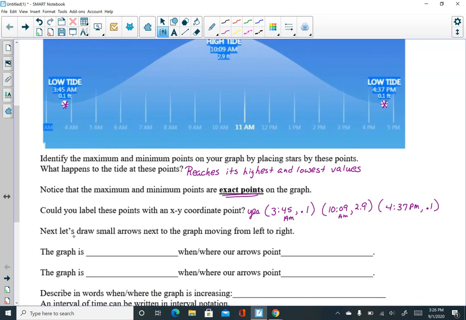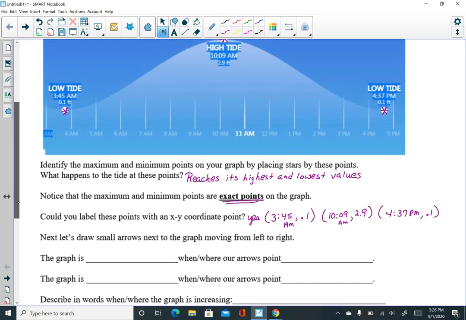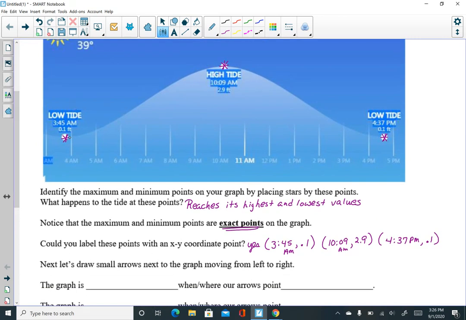Below that, it says, now let's draw some arrows next to the graph moving from left to right. So if I start here on my graph from my low tide and I start drawing arrows to get myself to high tide, notice what those arrows look like, right? They keep getting taller and taller, right? They're increasing. They're going like so to our highest point. And then on the other side of that high tide, to draw arrows leading me to my low tide, notice that my arrows start to decline. They are decreasing to that low tide.